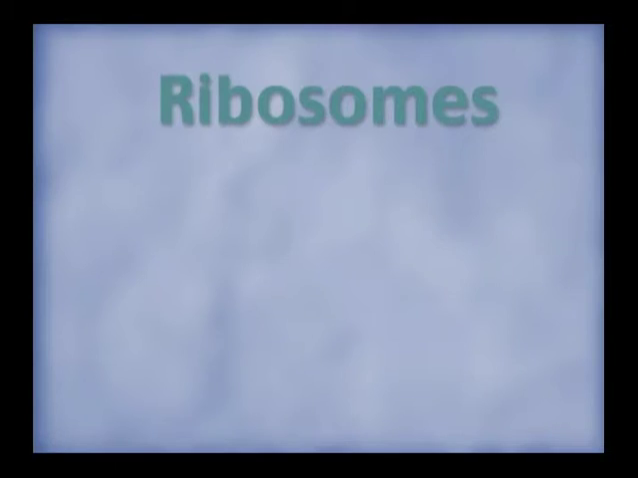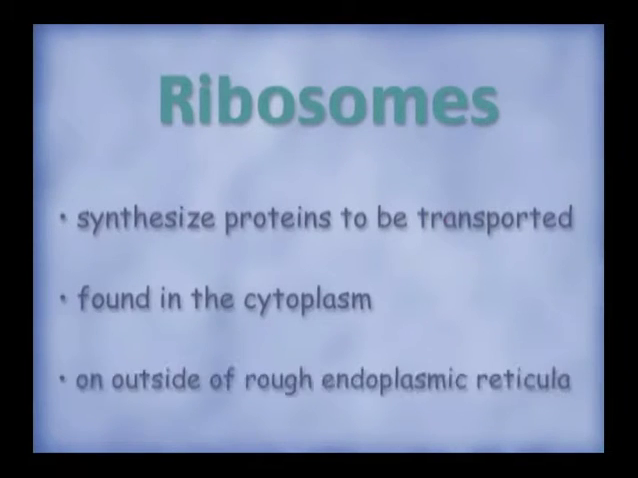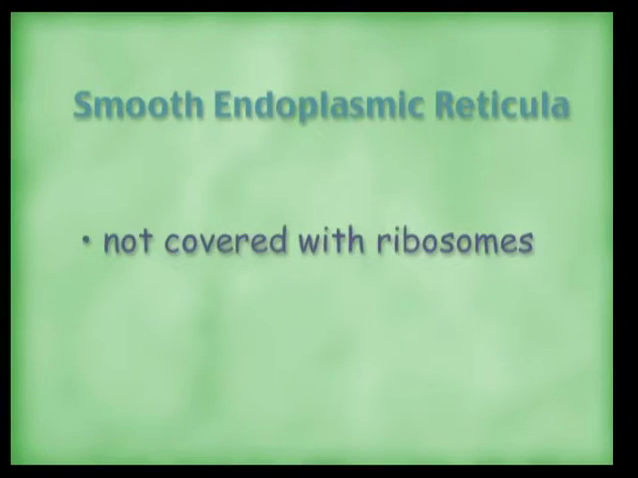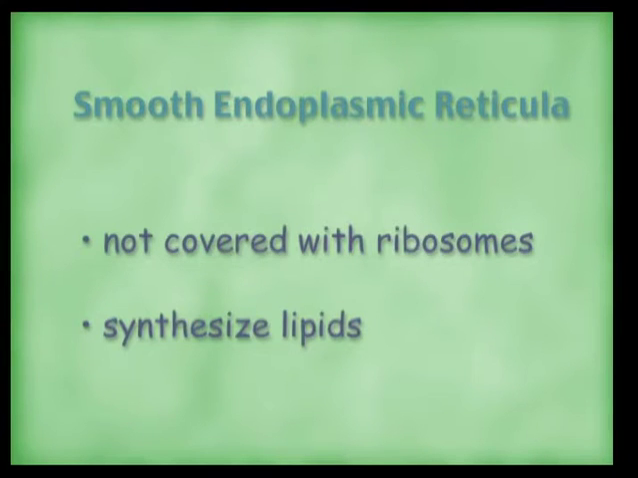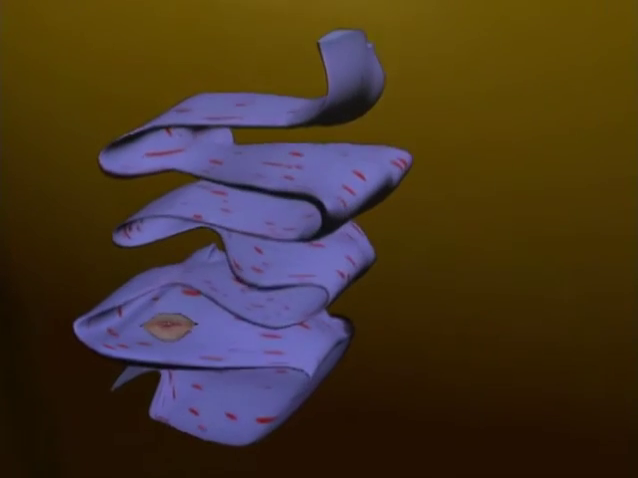Okay, so let me see if I got this right. Ribosomes synthesize proteins, which are then transported to various parts of the cell. They are found in the cytoplasm or on the outside of the rough endoplasmic reticula, right? Yeah, very good. Okay. And the smooth endoplasmic reticula do not have ribosomes on them, and their job is to synthesize lipids. Excellent, Ryan.